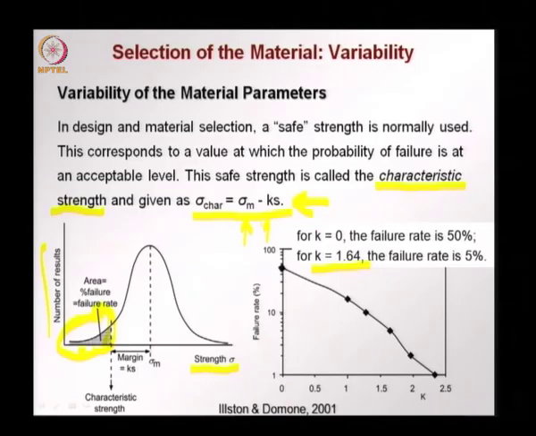So, this is something that we always have to remember, that in design we do not use the mean value, we do not use the mean strength or a mean parameter, but we use a characteristic value which is a safe value to use in design.